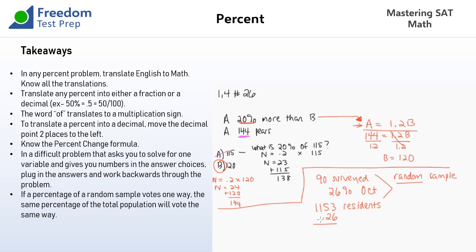Let me just write that out. 26% of the 1,153 residents. And remember, doing the translation, I just shortcutted it here. So do that on the calculator, and it's 299.8. We're going to round that up to 300 residents because you can't have 0.8 residents. So there we go, 300.